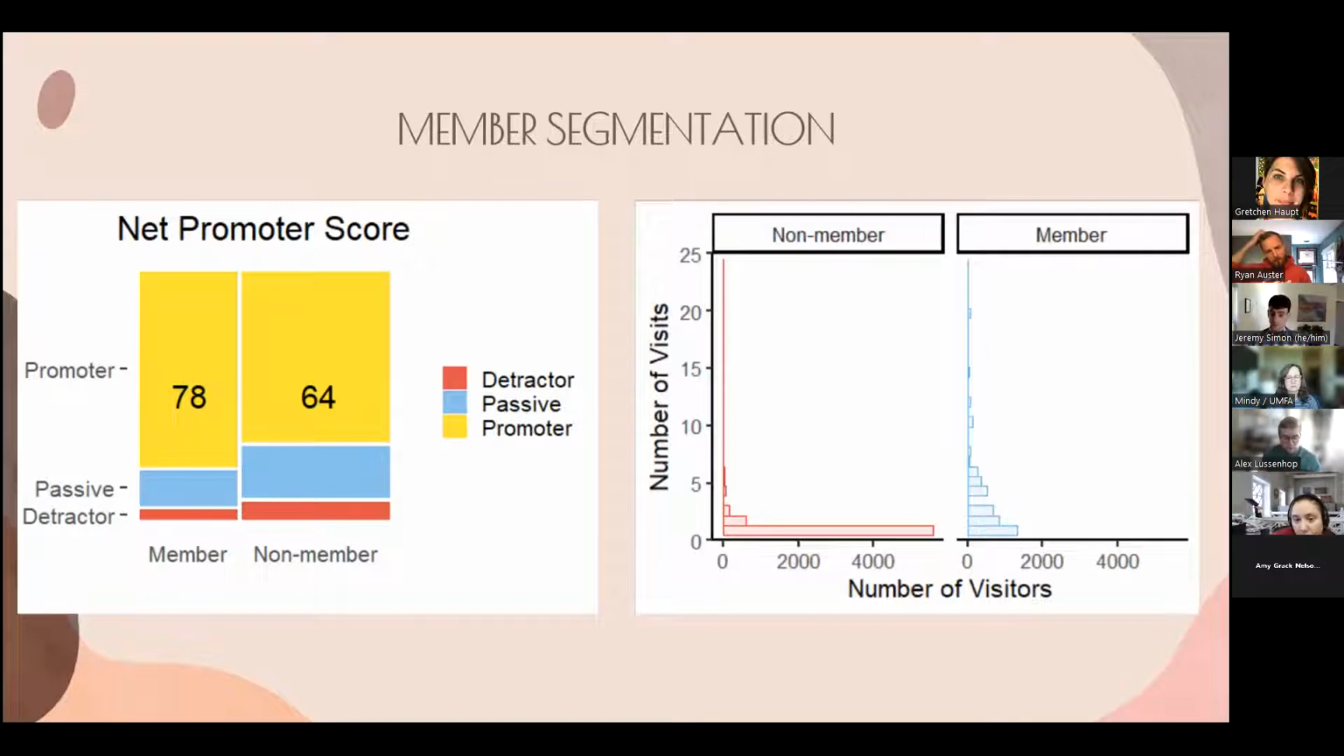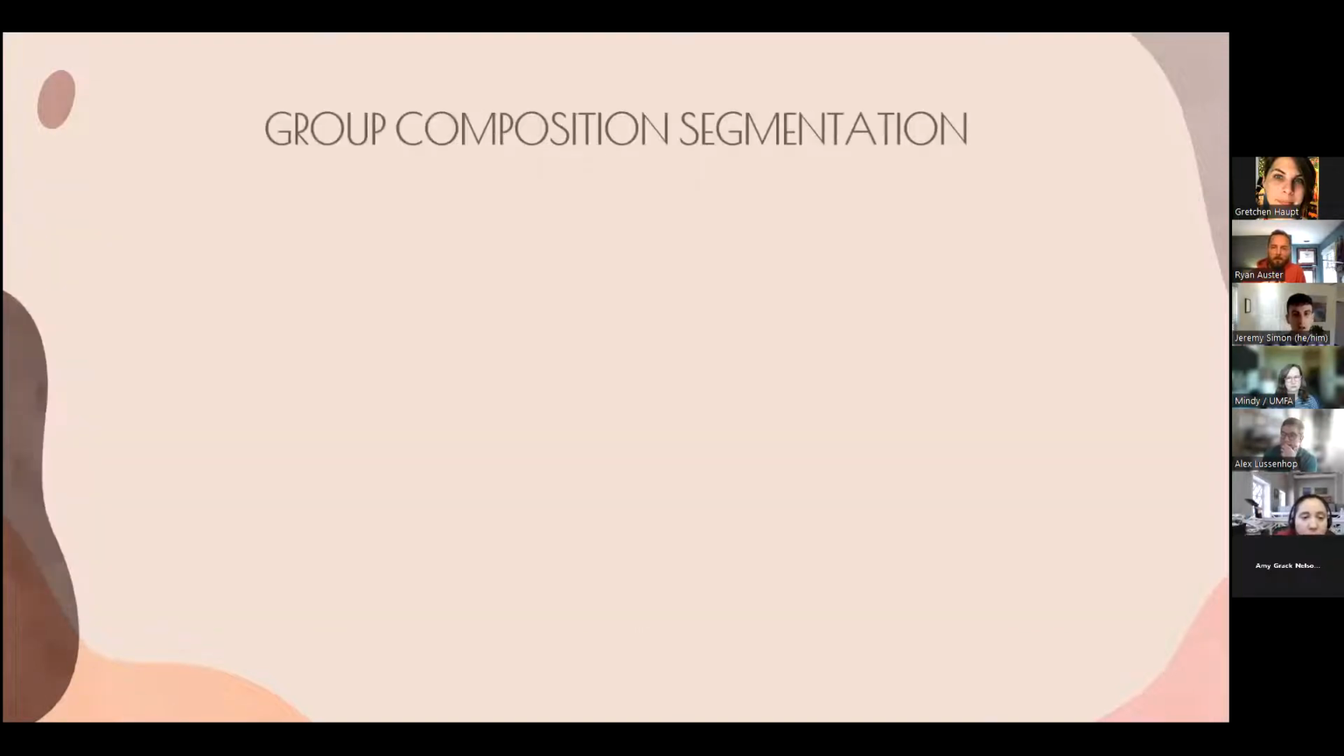You can see that members are much more likely to come back multiple times. So most of these non-members answering the survey came to the museum once, which probably makes sense. But again, nice to be able to split up the data and start to see differences in our audience. We can compare the groups that are only adults and the groups that have kids with them.